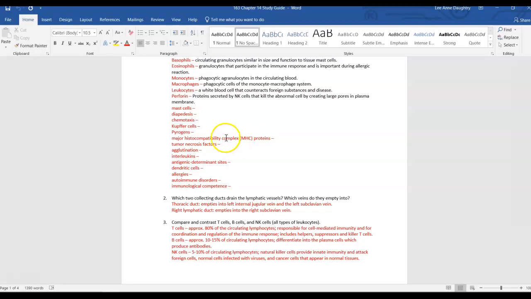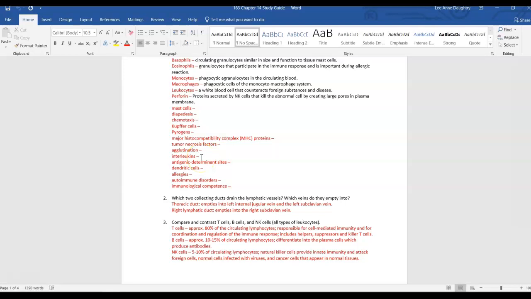Tumor necrosis factors, okay, you'll have to look those up, but agglutination is when it's like blood clotting. And if you were to get a transfusion of the wrong blood type, you would have agglutination, which would cause your blood to clot because of all the antibodies that are being produced against the incorrect blood type.